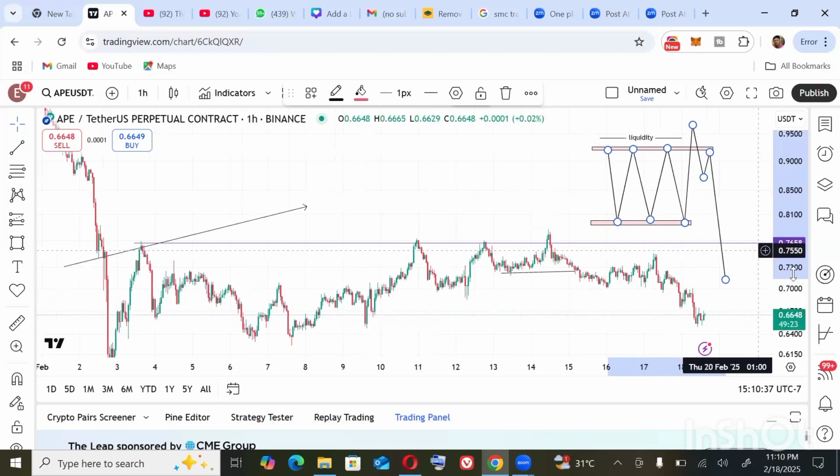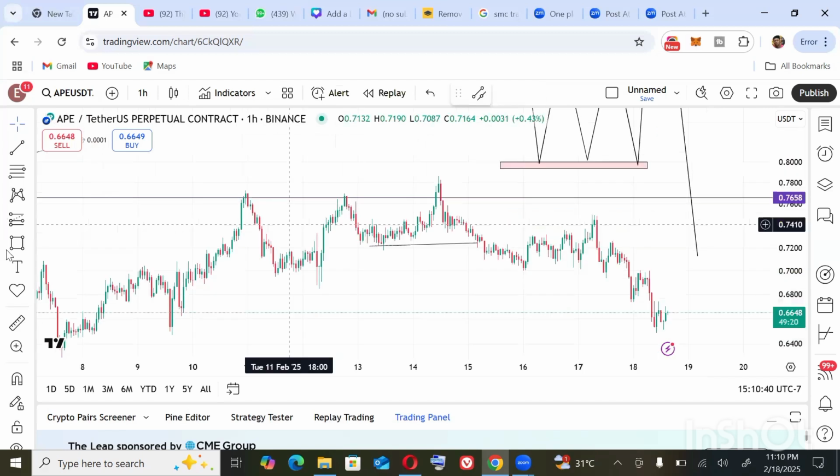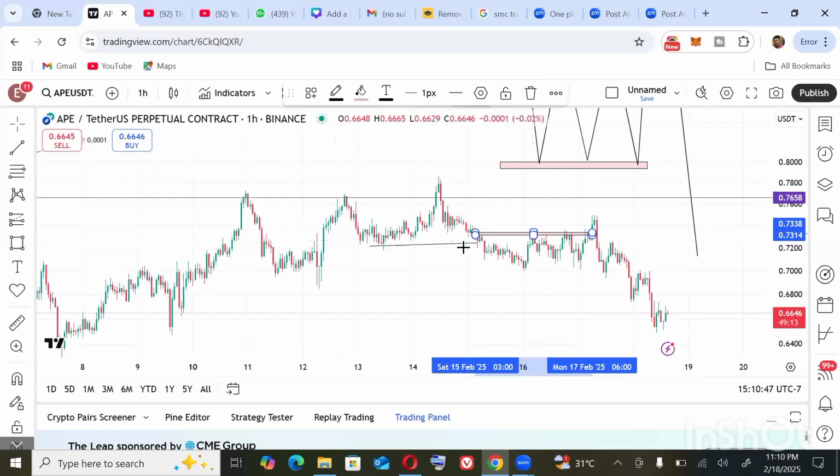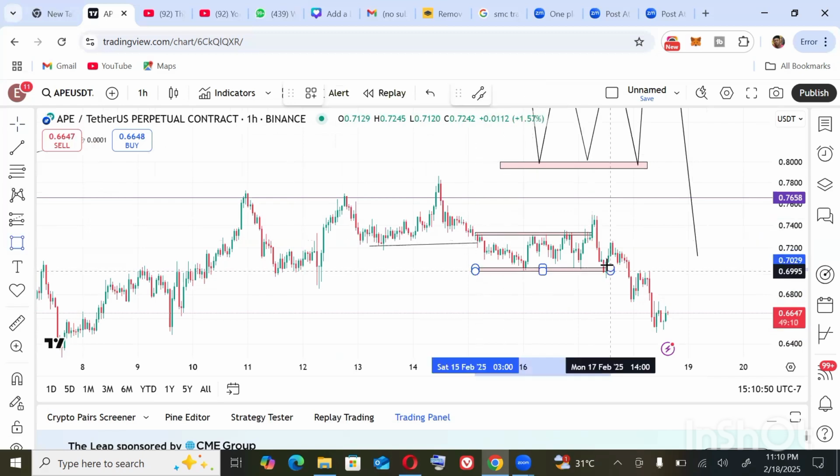Now, where is this setup right here on the chart? It is obviously going to be this. I've caught it with my eyes.